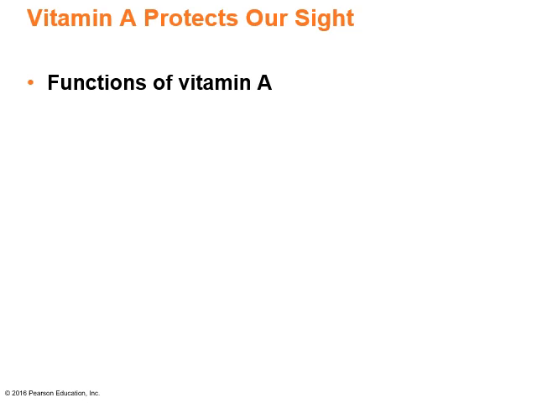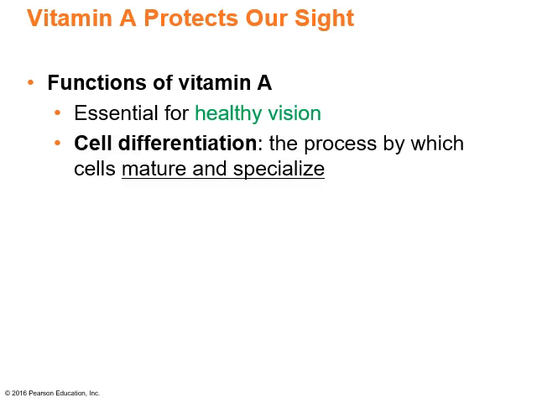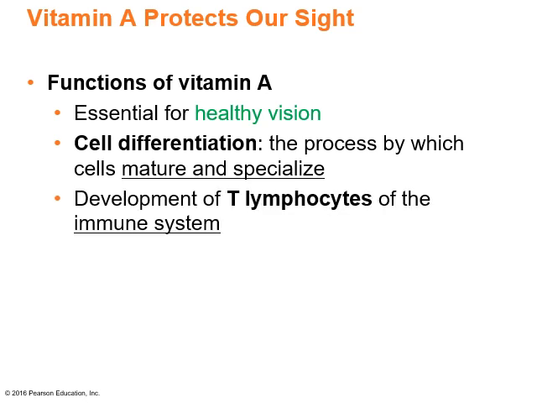So let's look at the functions of vitamin A. Once again, very important to maintain good, healthy vision. Cell differentiation is impacted, the process by which cells mature and specialize. So not all cells do the same thing, and vitamin A helps to make them mature appropriately and take on the proper function for where it is in the body that they're going to be operating.